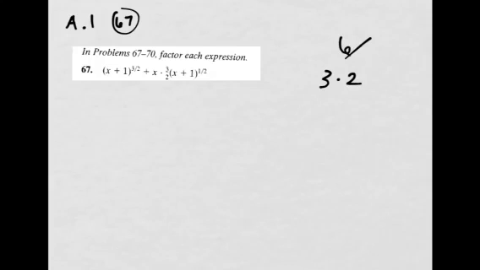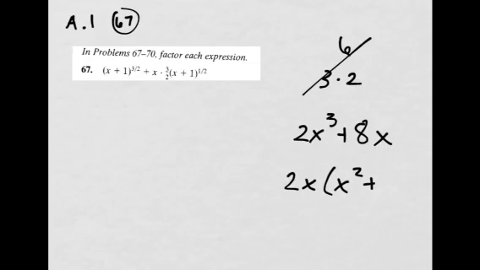So this is just an example. If you have like 2x cubed plus 8x, to factor this, you'd write it as multiplication, but you'd take out what's in common. So that means I could take out a 2 and an x, and I'd be left with x squared plus 4, right? It's written as multiplication, right? Two things multiplied together. Okay, so that's what I'm going to do here. That was all example stuff.